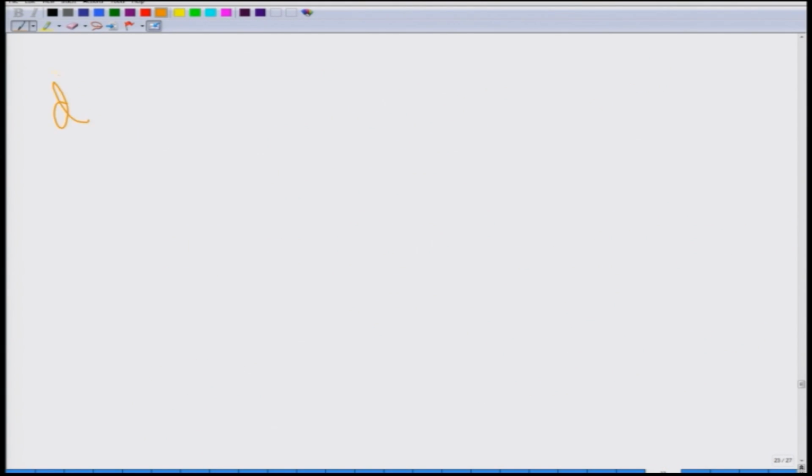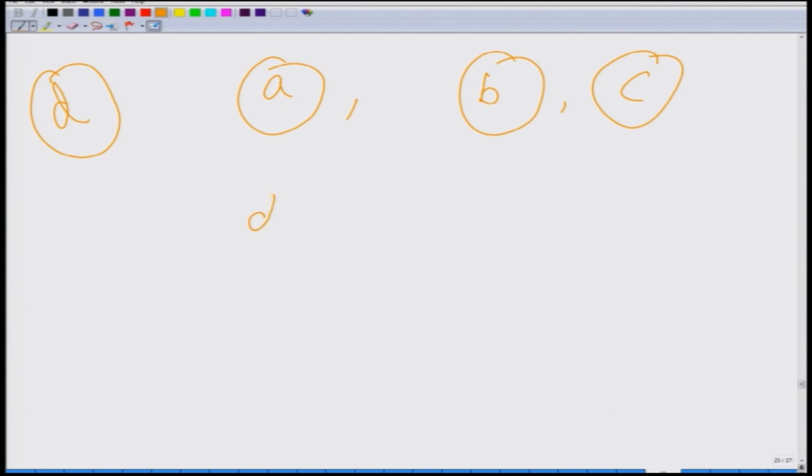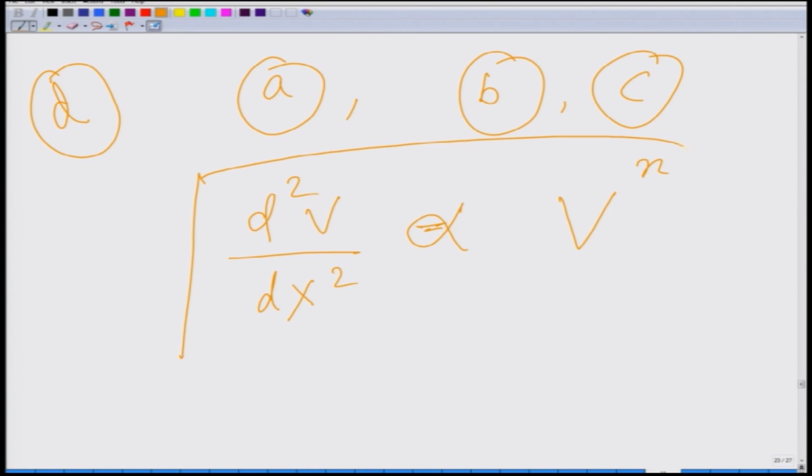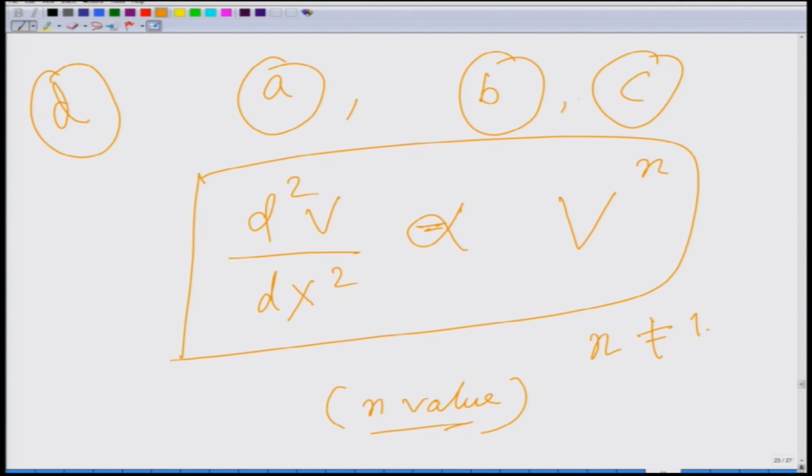Now, in part D, you start with A and then using your results from parts B and C, you derive the second order differential equation in V, and you find out that it is proportional to V to the power n, where n is not equal to 1. You need to find out your n value using A, B and C.